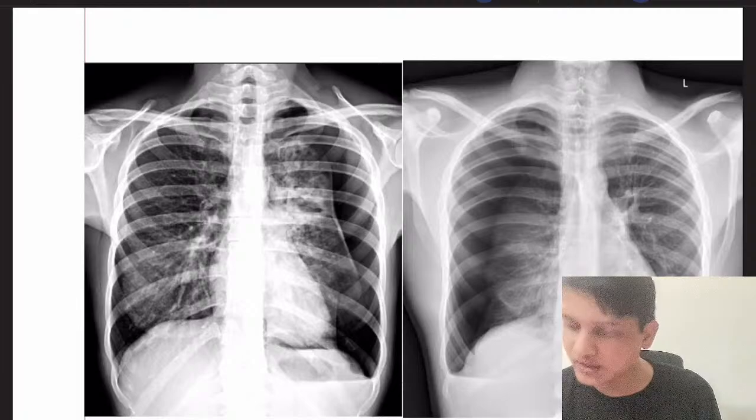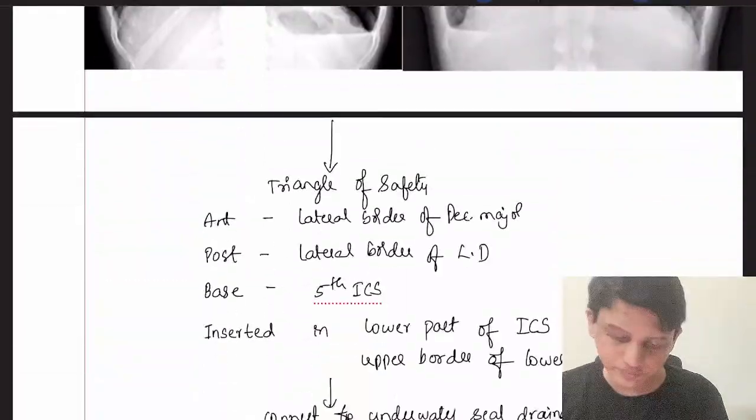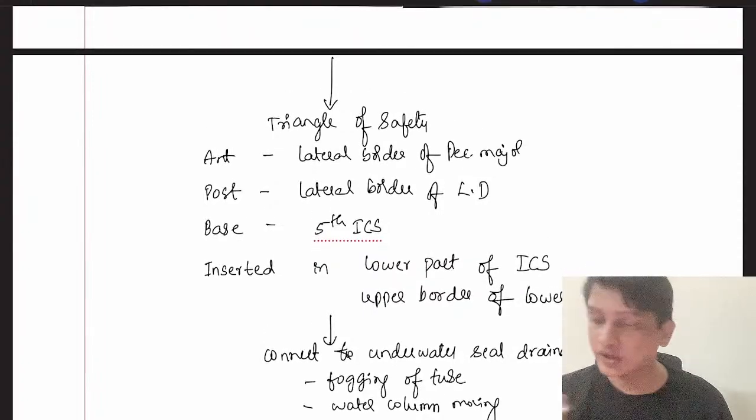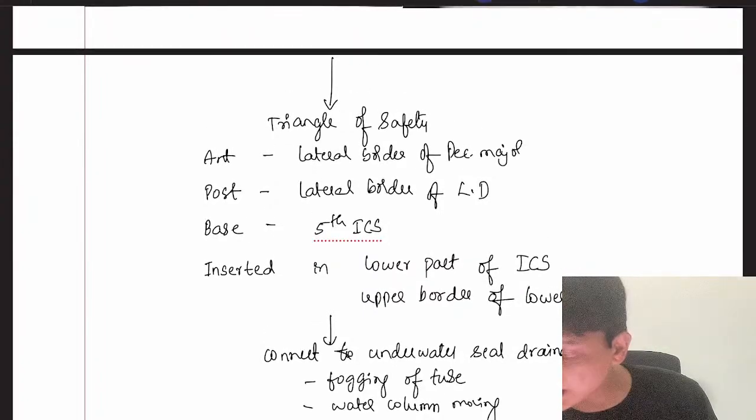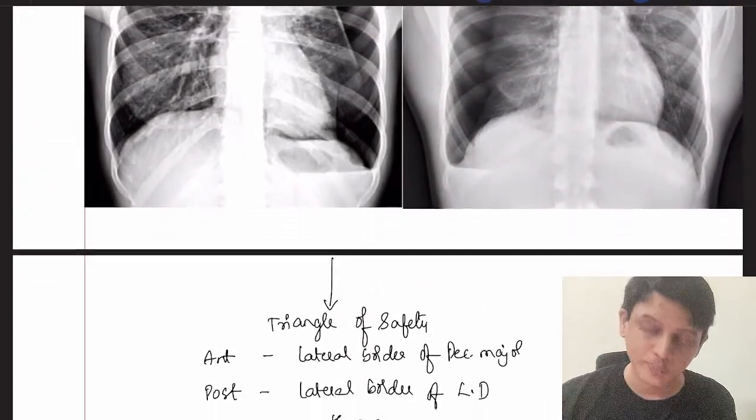Yes, Nami. Hemothorax is white and pneumothorax is black. Correct. Okay, someone was asking where to put the needle, right? So here you put the needle, or here you put the chest tube.